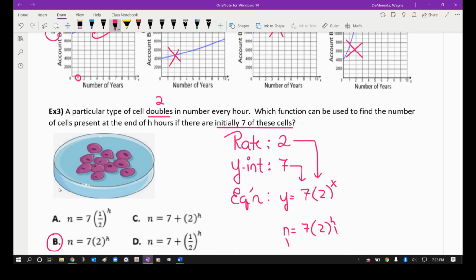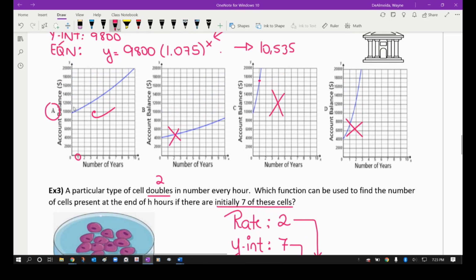So there you go. This concludes the lesson for today. There were 3 examples. We're introducing problems where you have to use the graph.